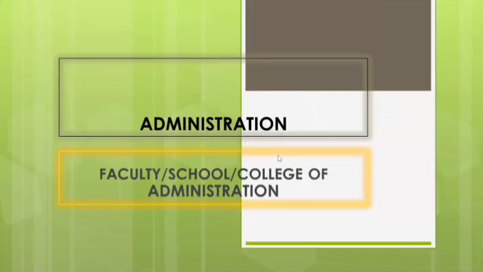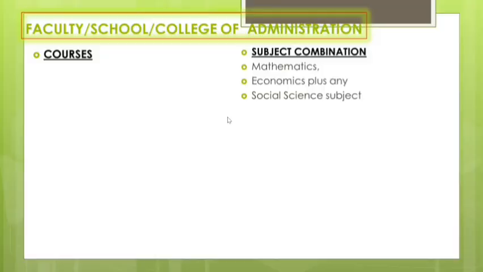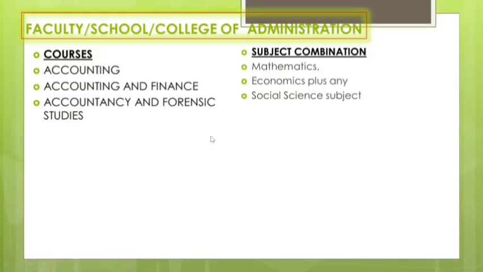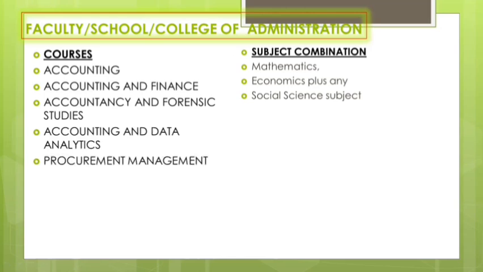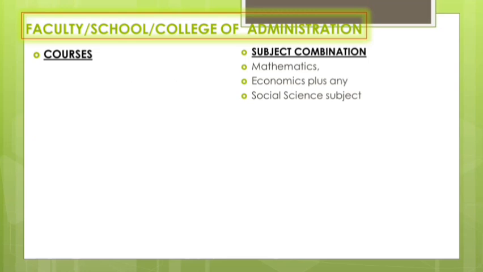Let's look at other faculties. School, College of Administration is the next one. For candidates applying for accounting, accounting and finance, accountancy and forensic studies, accounting and data analytics, procurement management, procurement, social standard, and environmental standard. Your JAMB subject combination include mathematics, economics, plus any social science subject.